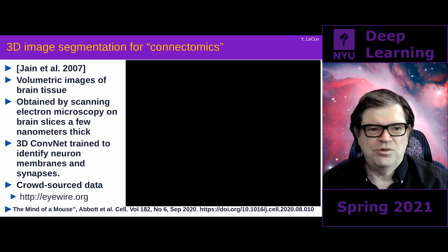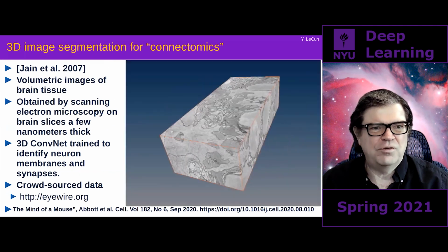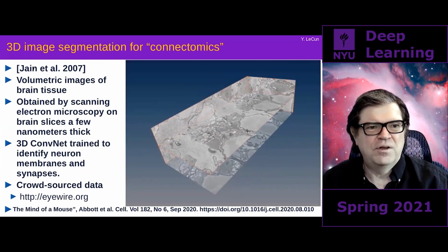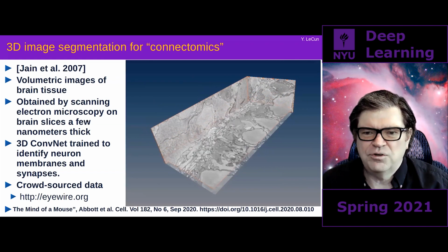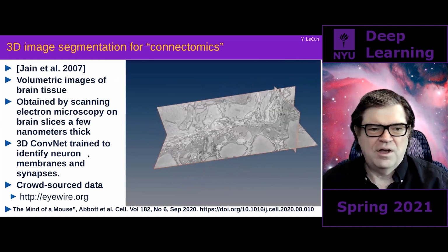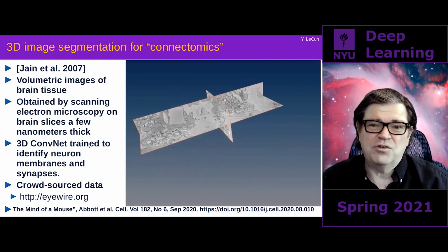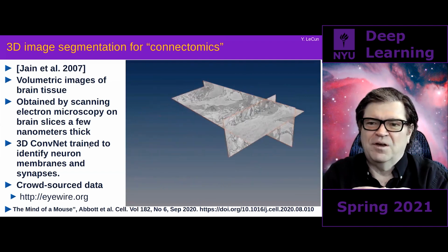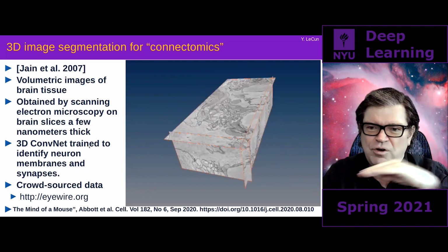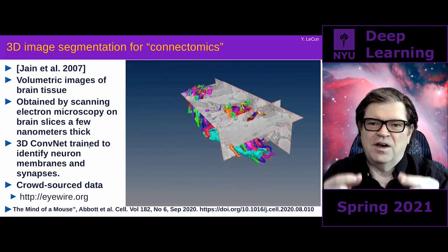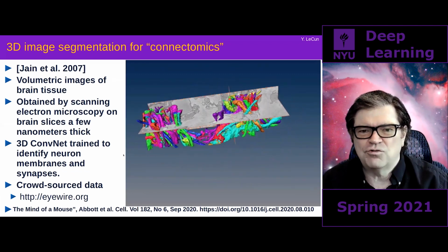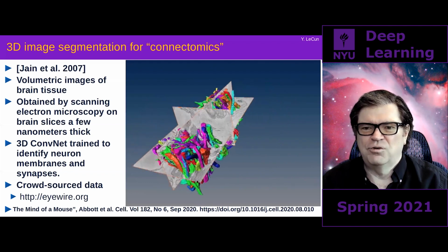Here's another example which is more impressive. This is also relatively old work, which I was not involved in, by Sebastian Seung, who at the time was at MIT and is at Princeton now. He's been interested for the last 15 years in what's called connectomics. This is basically taking a piece of brain tissue, slicing it into very, very thin slices, and then analyzing the images so that you can reconstruct the graph of connections between the neurons.